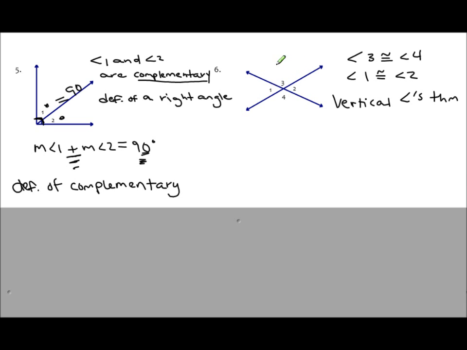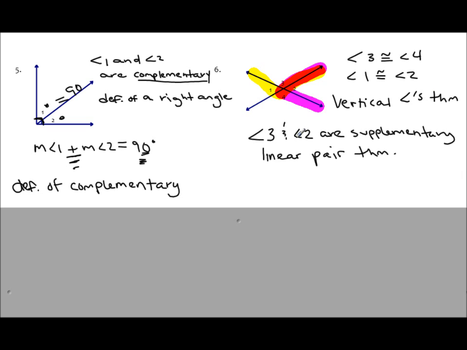I can also establish with this picture that angle 3 and angle 2 form a linear pair. So I would say that angle 3 and angle 2 are supplementary. And the reason that angle 3 and angle 2 are supplementary is by the linear pair theorem. Then if I go one step further and I say that the measure of angle 3 plus the measure of angle 2 equals 180, then I've taken the word supplementary and I've defined it. So that would be the definition of supplementary.